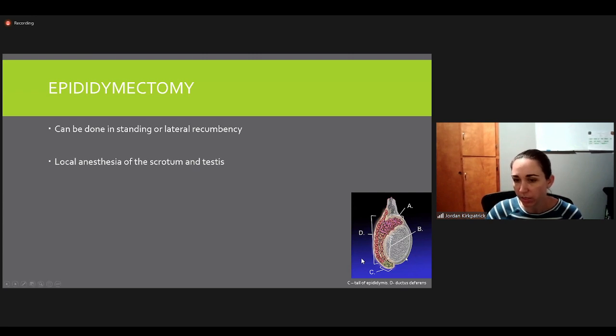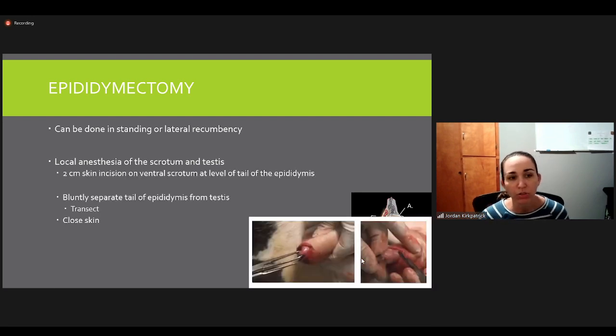This is just a basic anatomy reminder of where the tail of the epididymis is. And so you'll do a 2-centimeter skin incision over the ventral aspect of the scrotum to the level of the tail of the epididymis, and you'll bluntly separate that from the testes and then transect it and close the skin.